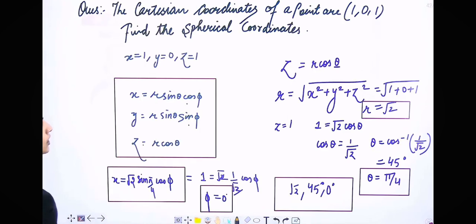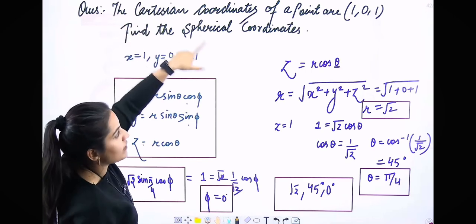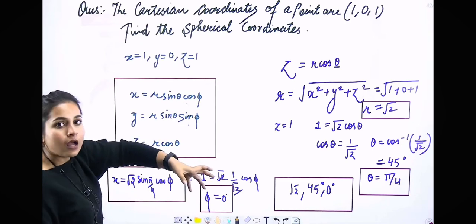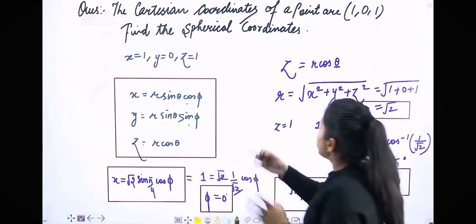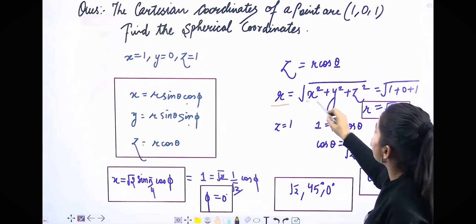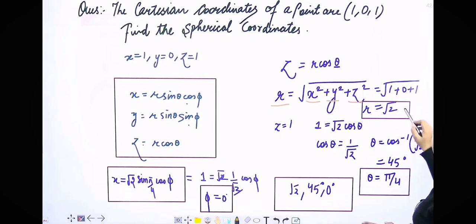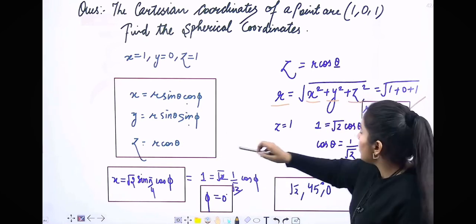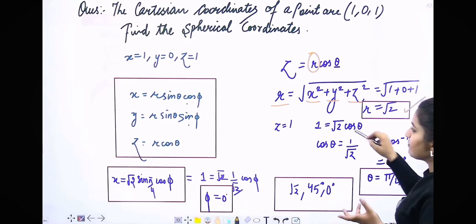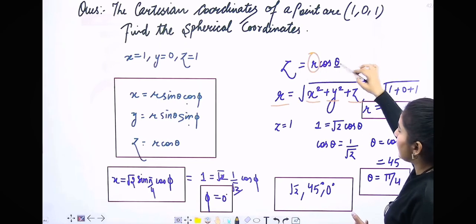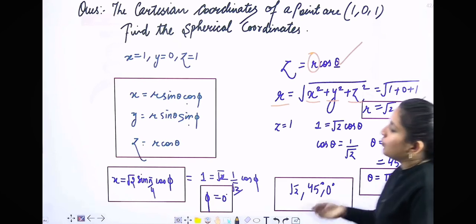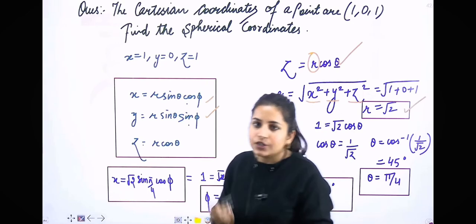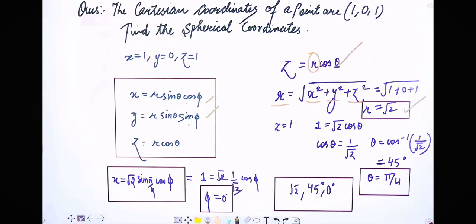Now in the next numerical, you have to convert the Cartesian into spherical. So you are given the Cartesian coordinates x, y and z. You have to calculate the spherical. First of all, you will calculate r, that is r is equal to under root of x square plus y square plus z square, and you get the value. Now to calculate theta, use z is equal to r cos theta. So put the value of r you have calculated, put the value of z that is given, and calculate theta. And then put the value of r and theta in any of these two and easily you can calculate phi. So just take a screenshot of this also or you can also note it in your notebook.